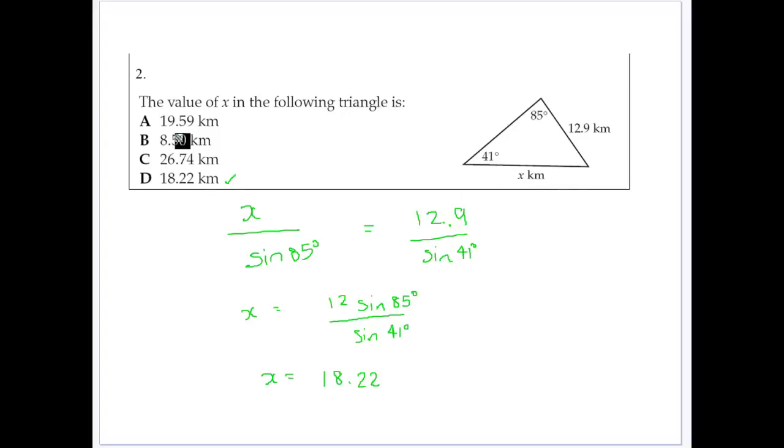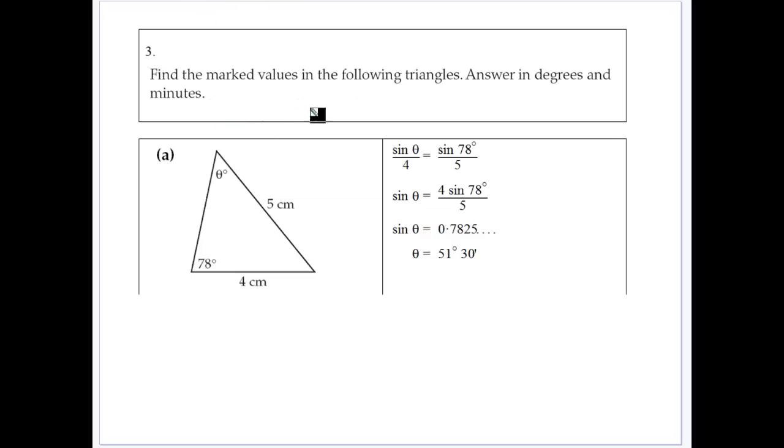As soon as we looked at these answers, we should have been able to say, get rid of B straight away. It can't be B, because that would give us a side that's smaller than 85. So keep that in mind as you go through and do these questions. Let's have a look at the next one. This time we're finding an angle.